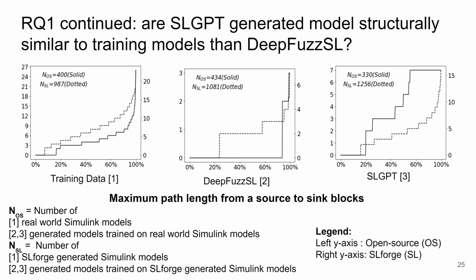As around 85% of real-world models also have source block to sink block connections, we also look at whether such connections exist in the generated models. As you can see, DeepFuzzSL fails to have source to sink connections, but SLGPT manages to capture the distribution of the majority of the models, as the training data have between 2 to 10 blocks between a source block and a sink block.